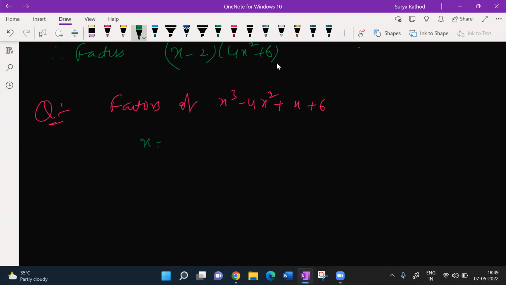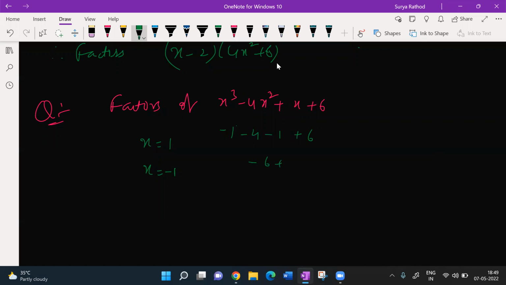Look at this here. x is equal to 1. Substitute x is equal to 1: 1 minus 4 plus 1 plus 6. x is equal to 1 is not giving zero. Then which value is giving, sir? x is equal to minus 1. Yes, sir, x is equal to minus 1, so x plus 1.